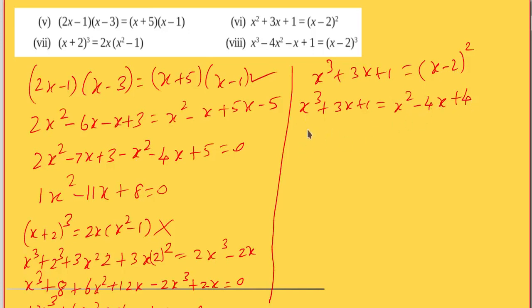Now bring everything to one side. x cube plus 3x plus 1 minus x square plus 4x minus 4 equal to 0. So the x cube term is there, so it will not become a quadratic equation. Anyway, let me complete it. So x cube minus x square plus 7x minus 3 equal to 0.